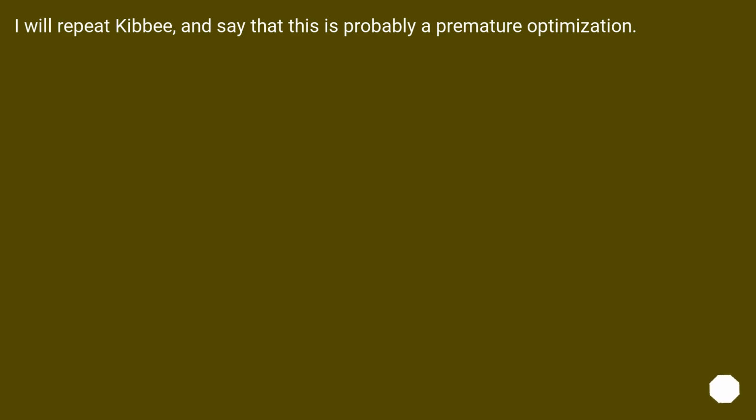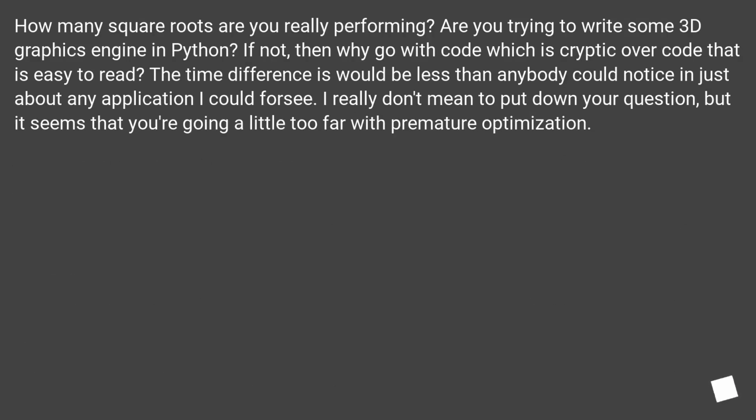I will repeat Kibbe, and say that this is probably a premature optimization. How many square roots are you really performing? Are you trying to write some 3D graphics engine in Python? If not, then why go with code which is cryptic over code that is easy to read? The time differences would be less than anybody could notice in just about any application I could foresee. I really don't mean to put down your question, but it seems that you're going a little too far with premature optimization.